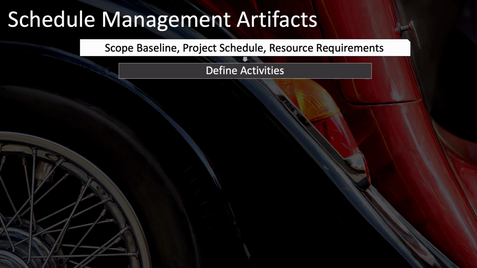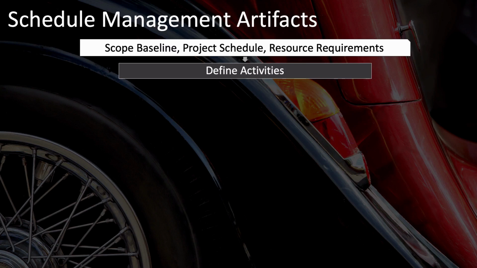What do you need as inputs? You need that scope baseline, which includes the scope statement, the WBS, and the WBS dictionary. You also need your project schedule. Why is this listed? Because this may not be your first time through on planning. If you're doing some replanning and some adjustments, you'll certainly want to use your project schedule as an input. In order to define your activities, you'll need some resource requirements. That actually comes from a different knowledge area, but is an important input into defining those activities that are needed.